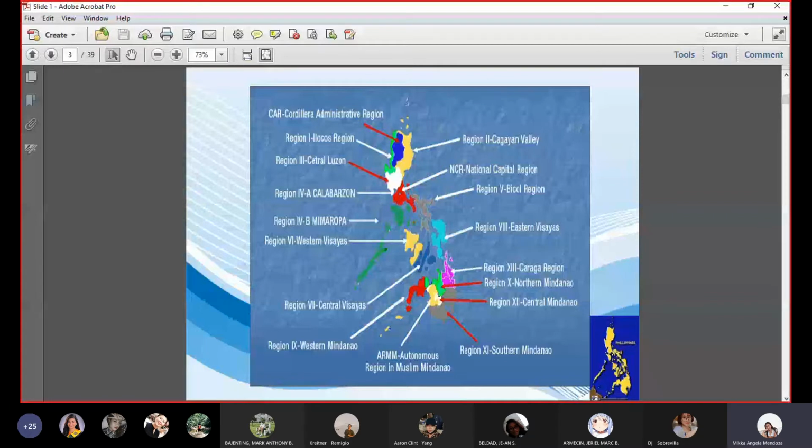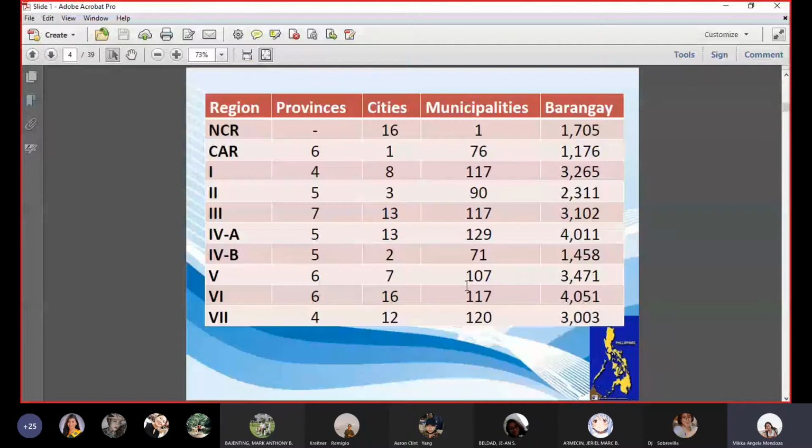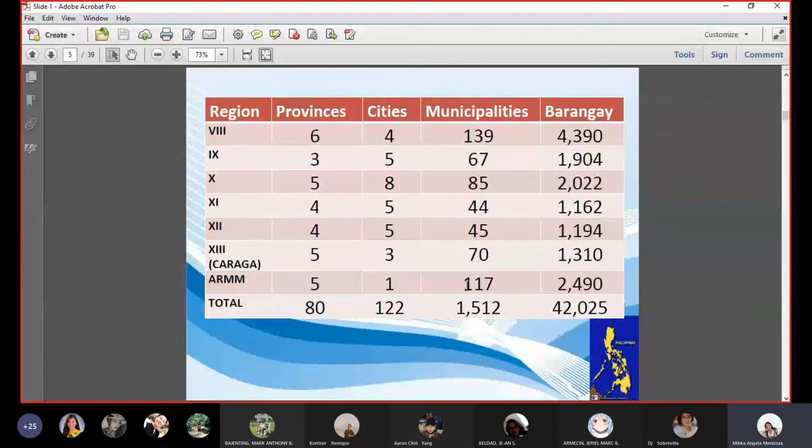Now each region also has its own provinces. For Cebu, Region 7, 4 provinces. It consists of 12 cities, 120 municipalities, and over 3,000 barangays. All in all, in the Philippines, we have 80 provinces in total, 122 cities in total, 1,512 municipalities in total, and over 42,000 barangays in total.